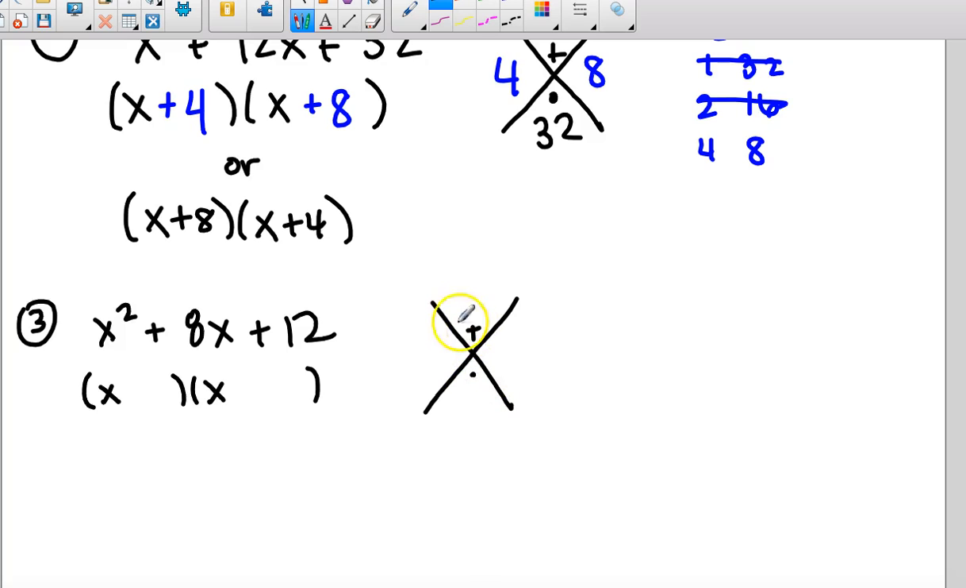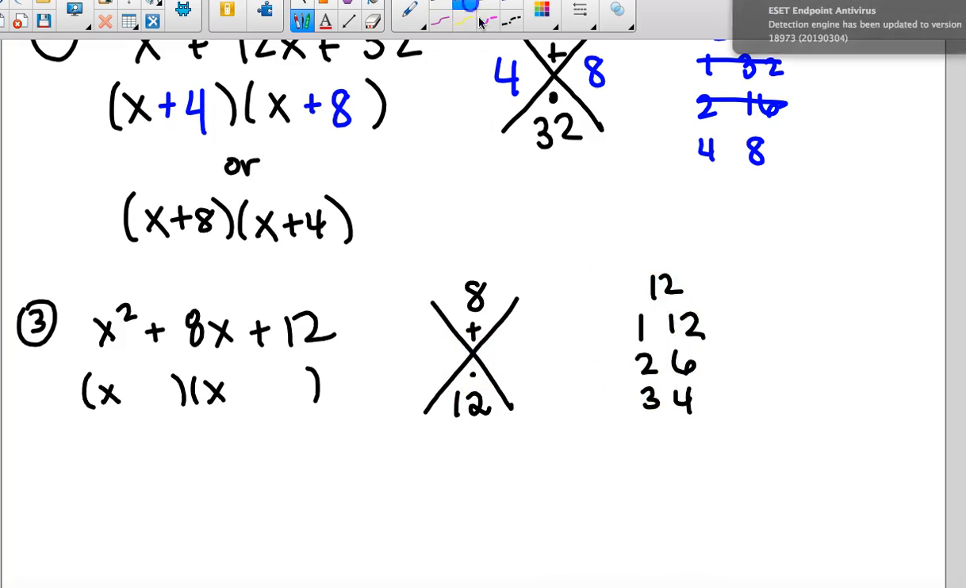Plus times, plus will go up top, so that's going to be 8. The bottom is times, so that's going to be the last, which is 12. So what are the factors of 12 that will get me, when I add them, 8? I can start with 1 and 12, 2 and 6, 3 times 4. Okay, I think that's about it.